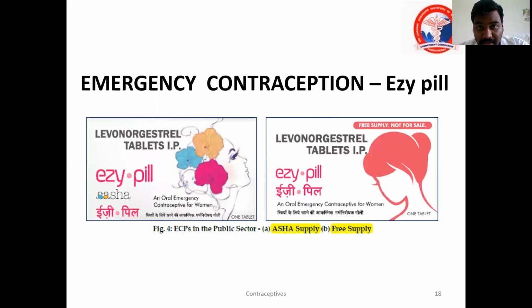Now we come to the fourth method available in the public health sector, that is the emergency contraceptive pill. Under this, Easy Pill is available. The composition of Easy Pill is levonorgestrel. The dose is 0.75 milligram.